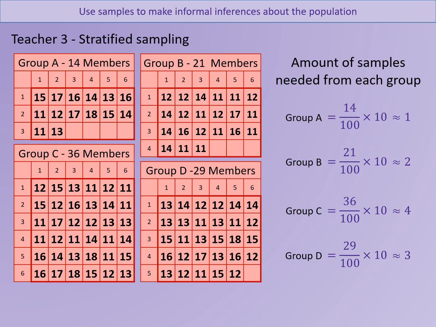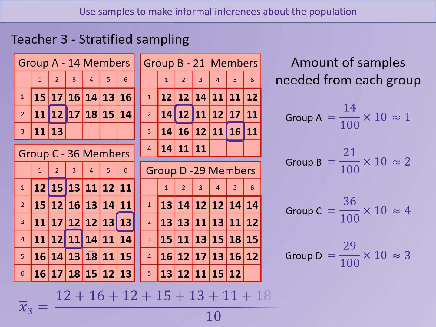And we can see that if we add those numbers together, 1, 2, 4, and 3, we do indeed get 10 students altogether for our sample size. So here is the 1 person from group A, the 2 from group B, the 4 from group C, and the 3 from group D. And if we find the average age of those 10 students, it comes out at 13.8. So that's our stratified sample.